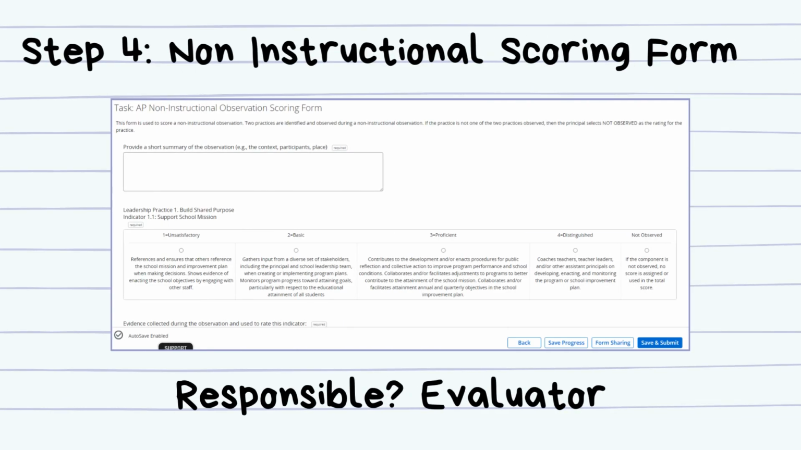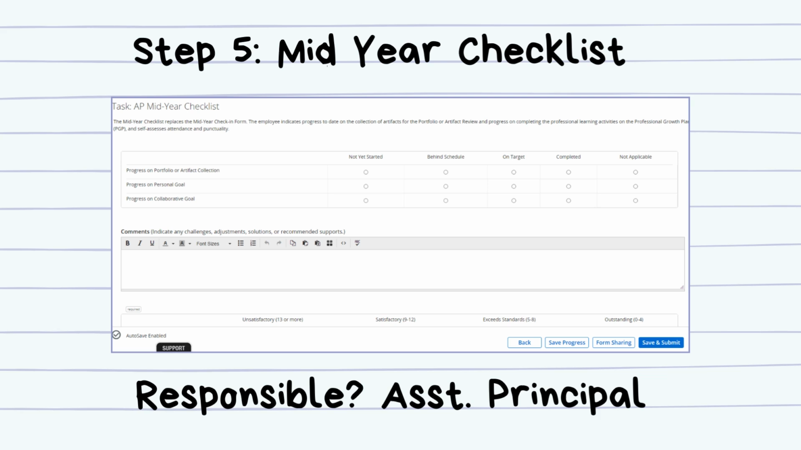In this form, the evaluator will rate the assistant principal after the non-instructional observation meeting is held. The fifth step is the mid-year checklist. The assistant principal will fill this form after the first semester to rate their progress towards the goals they stated in the evaluation planning form.